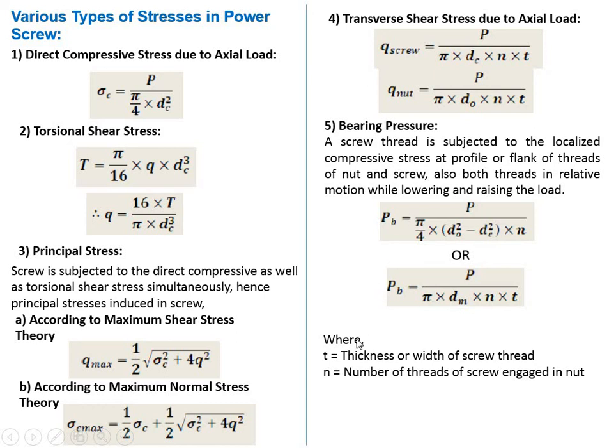Where t is what? The thickness or width of the screw thread, and you can calculate t equal to p by 2, that is, the pitch divided by 2. And n is the number of threads of the screw engaged in the nut. How will you find n? It is the height of the nut divided by the pitch of the thread, that is n equal to h upon p. By using this relation you can find n and t, put them in, and you will get the bearing pressure value.